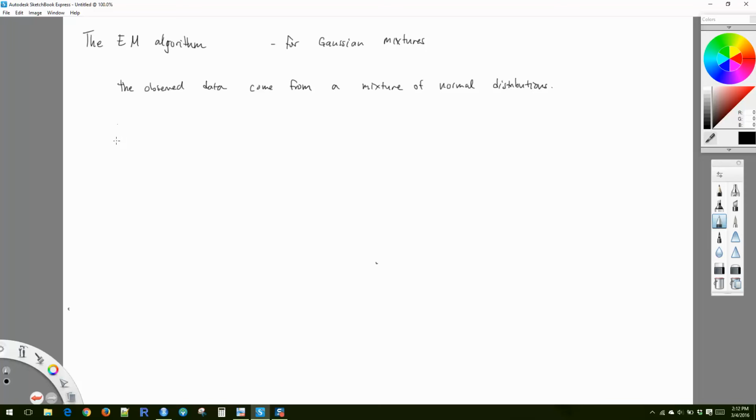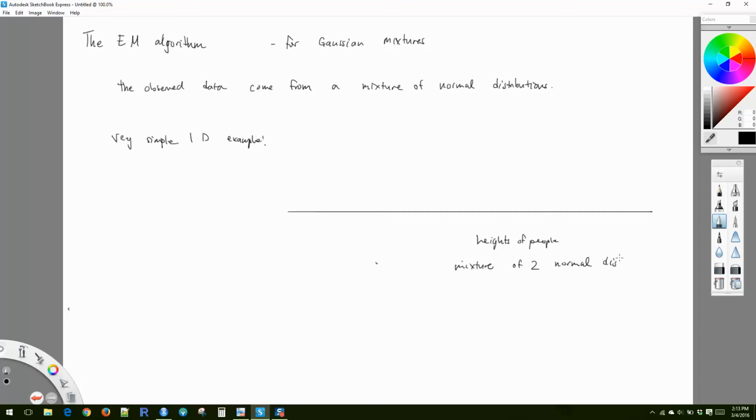Okay, so here's just a very simple one-dimensional example. Could be something like, maybe we're looking at the heights of people. Okay, and we could say this is a mixture of two normal distributions. So one is male heights, which will follow a normal distribution, maybe with a mean of 70 inches and a standard deviation of 3 inches. Okay, and then we'll have female heights with a normal distribution of 64 inches and a standard deviation of 3 inches.